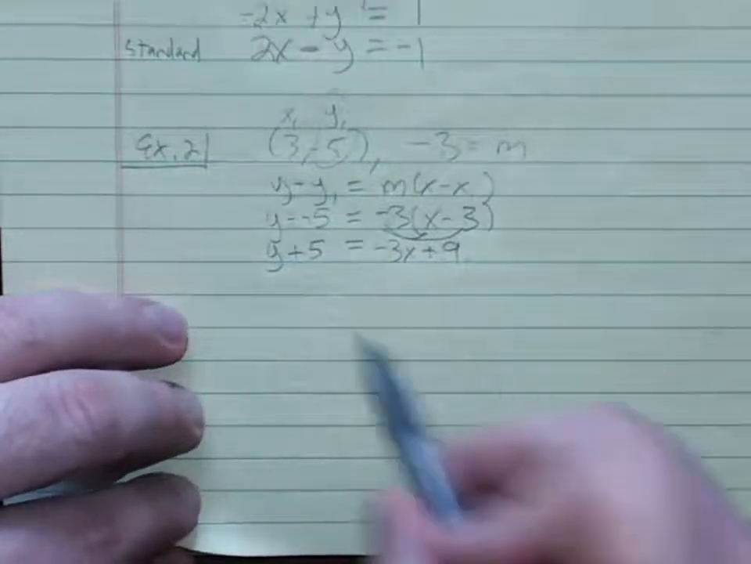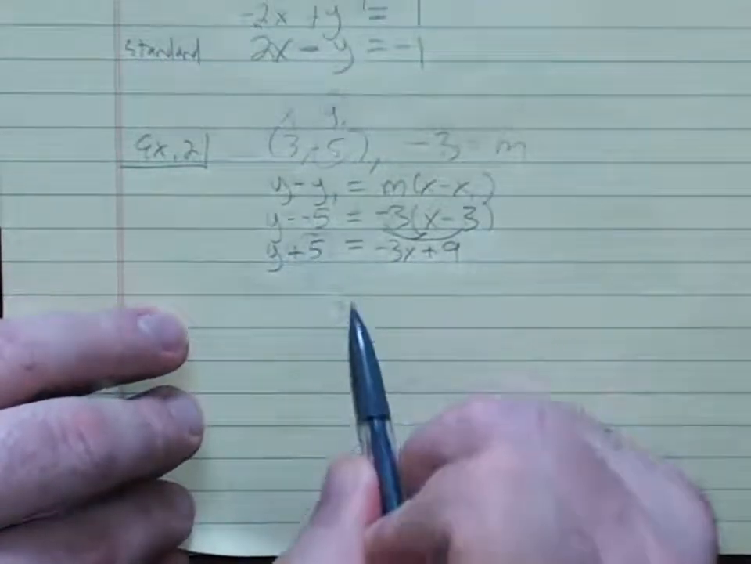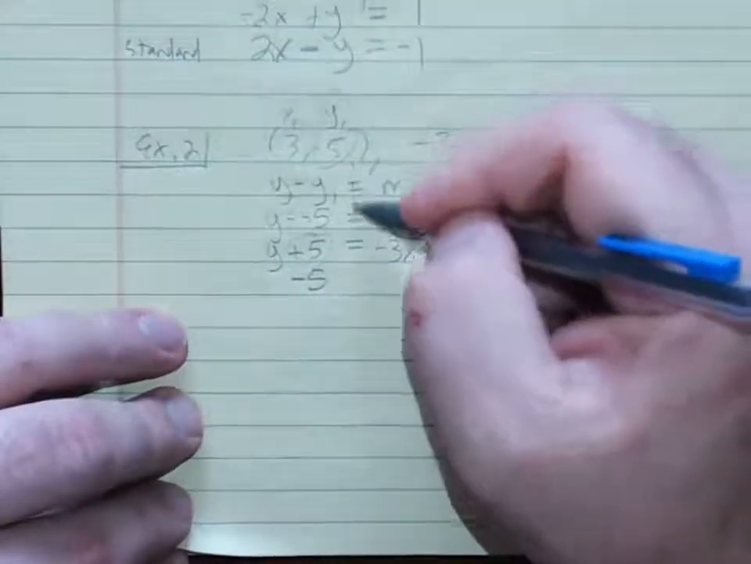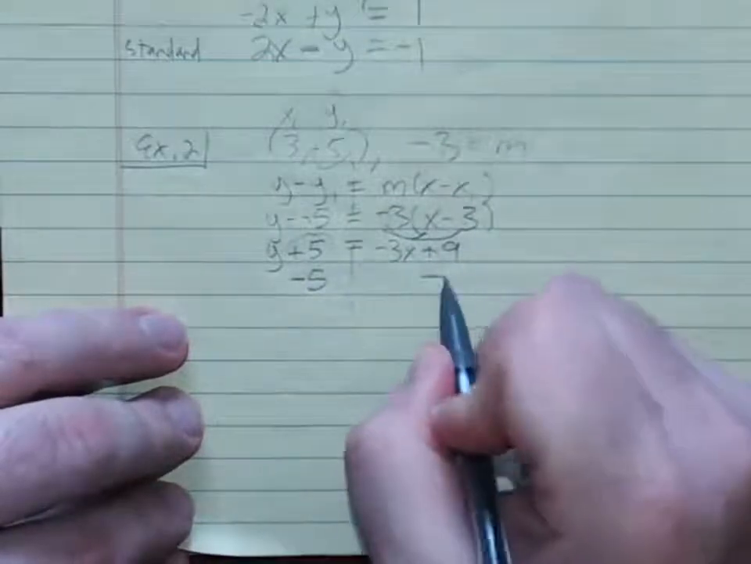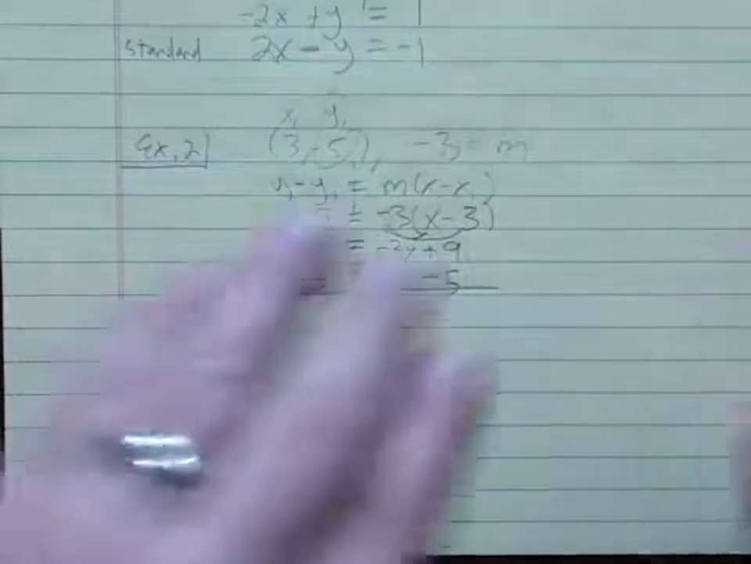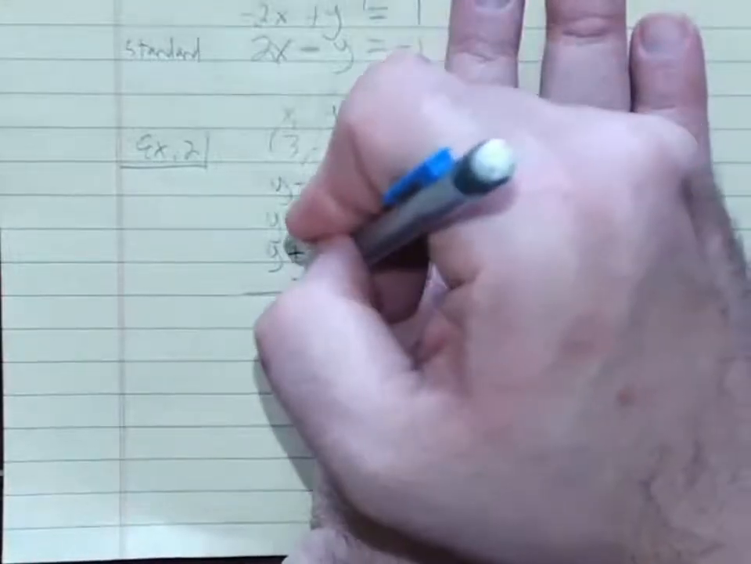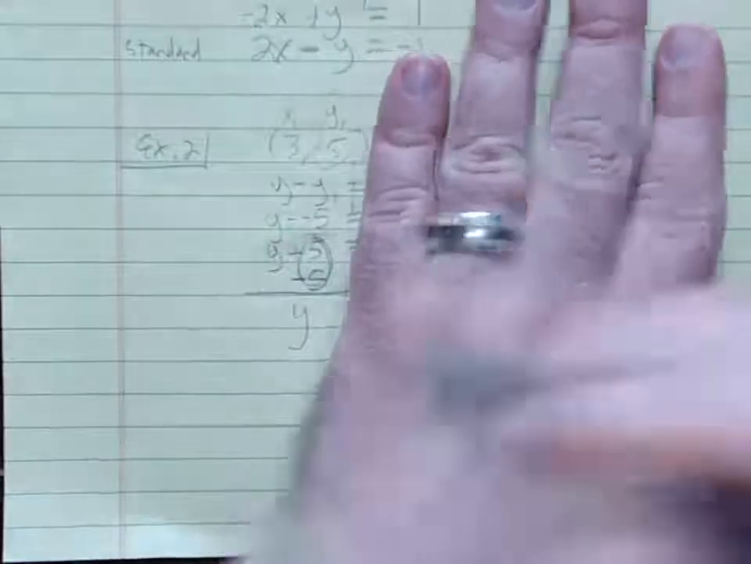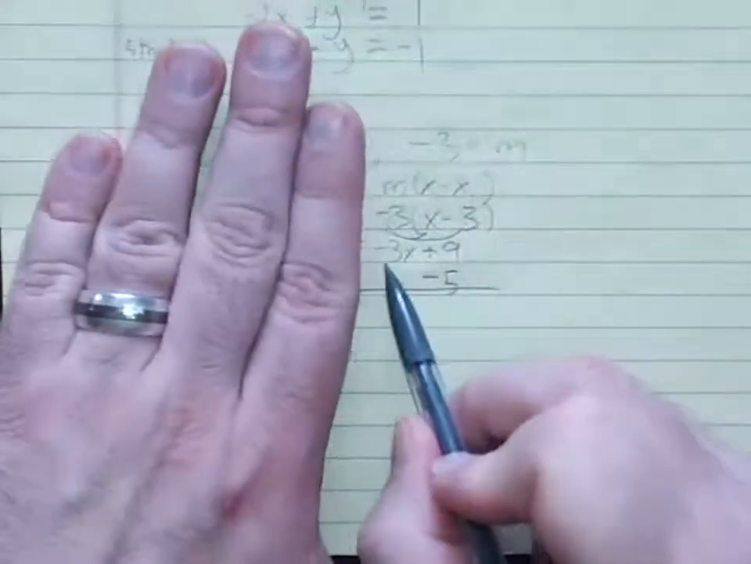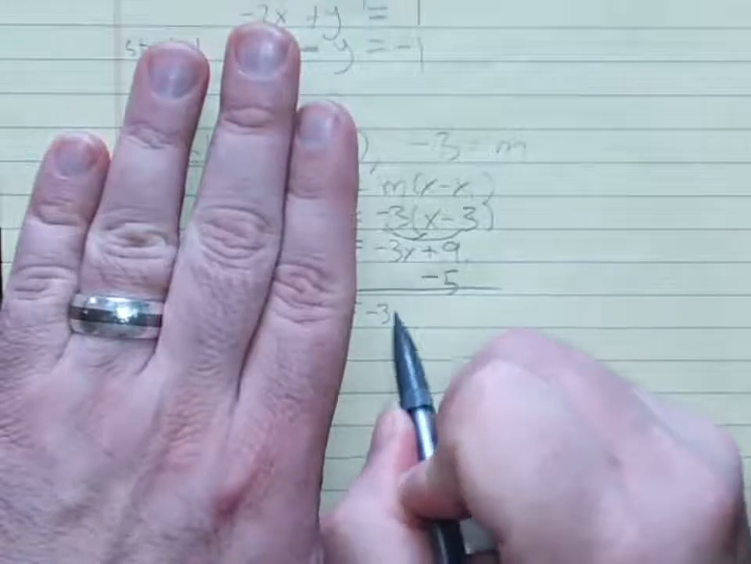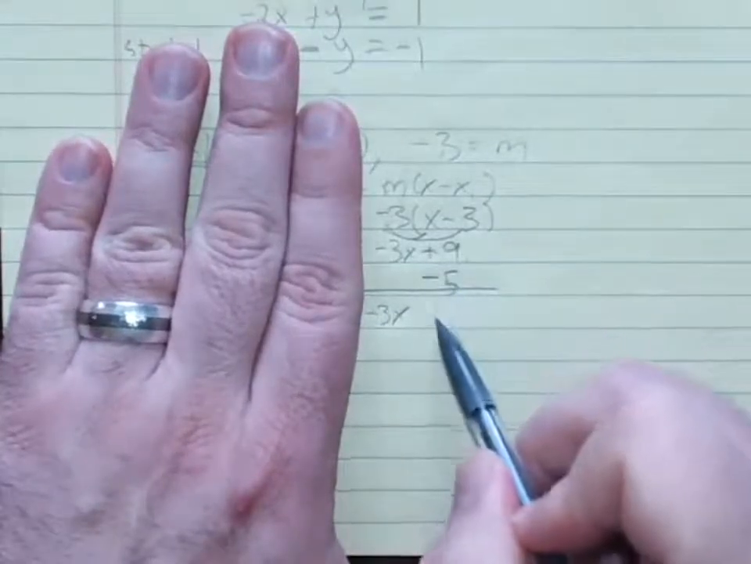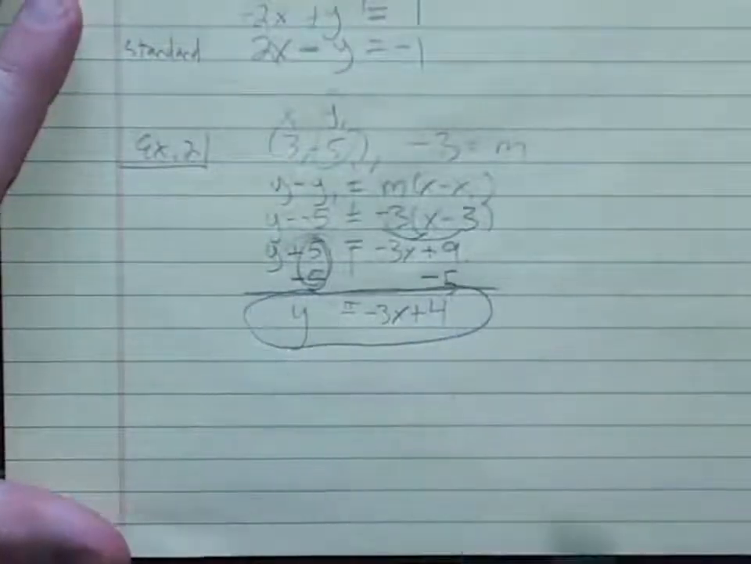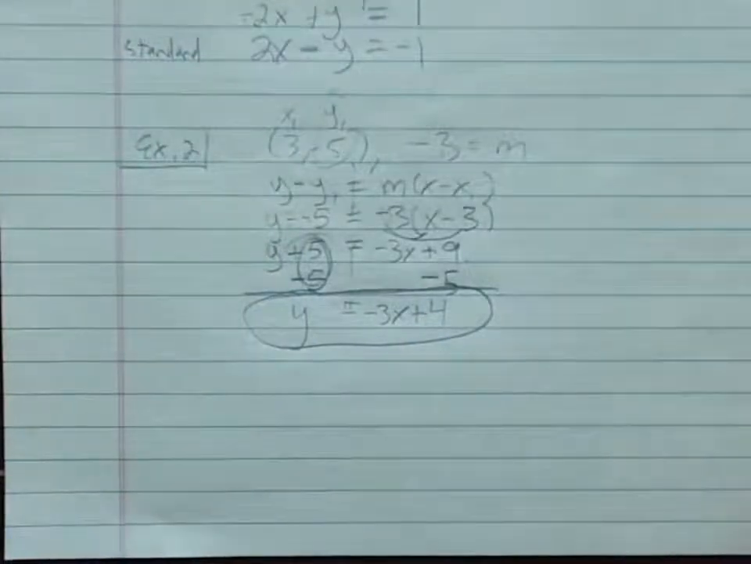And the only other thing I have to do then is cancel this constant. The opposite of positive 5 is negative 5. And what I do to one side, I do to the other. So let's take it in pieces. On the left side, positive 5 minus 5 is 0. Y plus 0 is y. Equals. On the right side, negative 3x has nothing being done to it, so it stays the same. 9 minus 5 is positive 4. So I get my slope-intercept form. Y equals negative 3x plus 4.